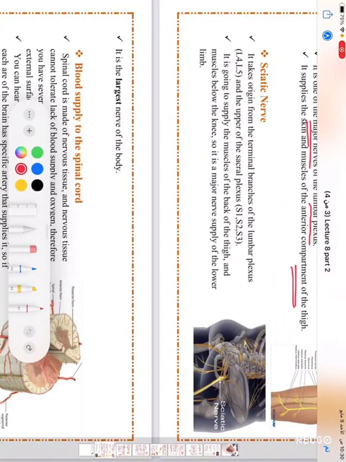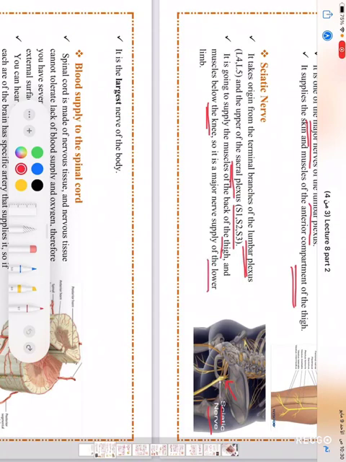Sciatic nerve: it takes its origin from the terminal branch of the lumbar plexus, lumbar 4 and 5, and the upper part of the sacral plexus, sacral 1, 2 and 3. It's going to supply the muscles of the back of the thigh and muscles below the knee, so it's a major nerve.